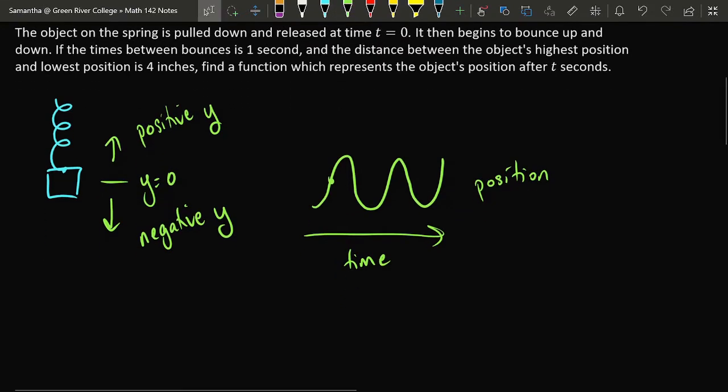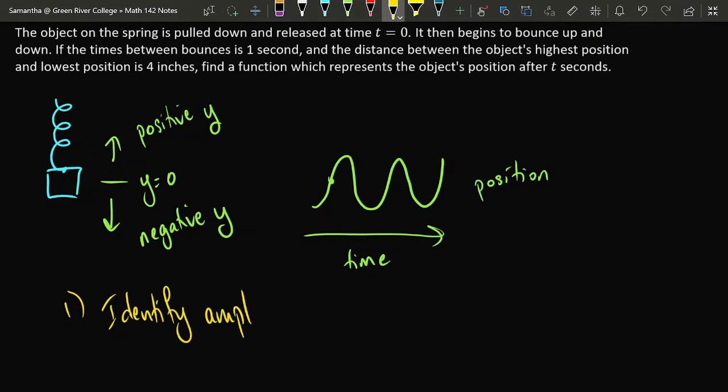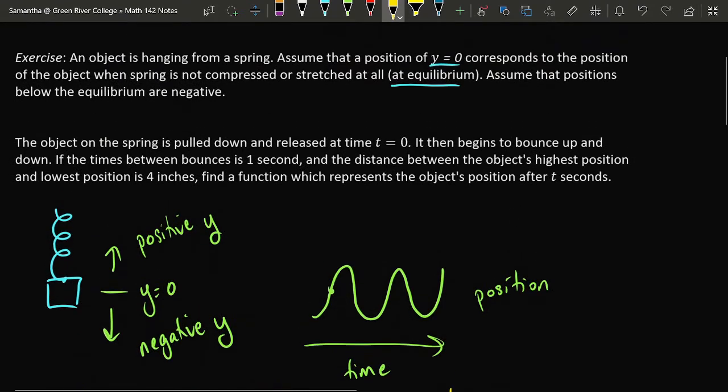Now the first thing that we need to do whenever we're answering a question like this is we need to identify the amplitude, the period, and the midline for this cyclical behavior. So let's go back into the question and see if we can figure out what is the period, amplitude, and midline for this particular cyclical behavior.